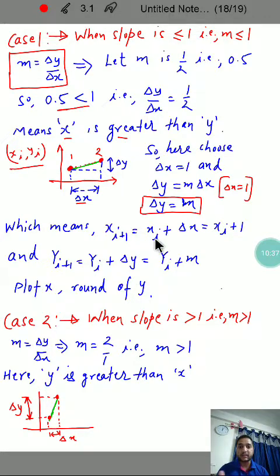ओके, डेल्टा x में कितना इंक्रीमेंट ले रहे हैं हम लोग. So it will be xi plus 1 because delta x is 1. So xi plus 1 will become xi plus 1, that is unit increment in x. And delta y and yi plus 1 will become yi plus delta y, and delta y will be m. Slope, whatever be the slope, according to the question, whatever be the slope that is coming, we will have to put that value in the previous point of y, that is yi plus delta y, that is yi plus m.